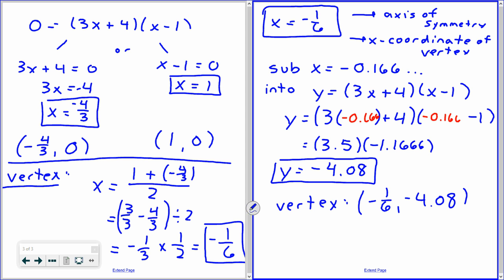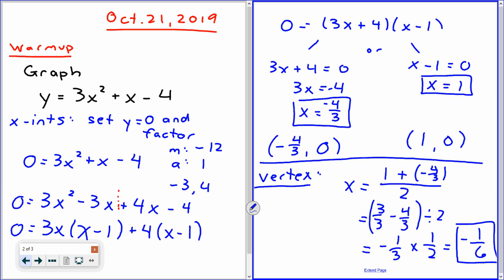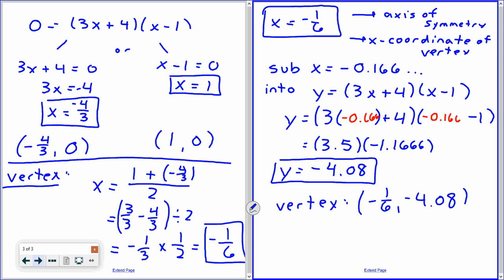Last thing is to get my y-intercept. Going back to the very first thing, so I know everyone's writing that down, how do you easily get my y-intercept? Go ahead. Minus 4. It's 3 times 0 is 0. This is 0, so it just means minus 4. My y-int is going to be 0 and negative 4.